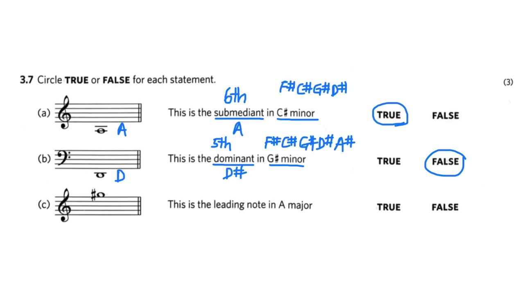For the last question, leading note in A major. Leading note will be the 7th note. And the A major's key signature is F sharp, C sharp, and G sharp. So the 7th note will be a G sharp. The given note is also a G sharp, so the answer is true.